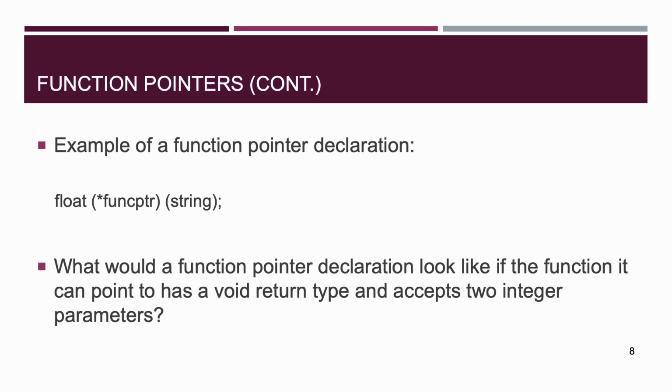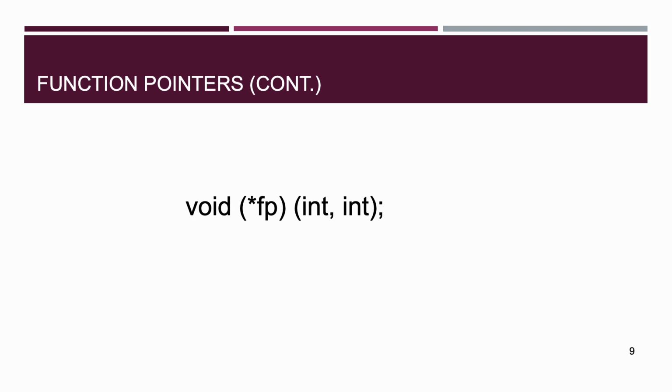In this case, the function pointer declaration would be written as void function pointer integer and integer, so two parameters. If you look at this one, this is an example of how we can have a void return type and then it accepts two integer parameters. Now we have void function pointer and then integer, two parameters.